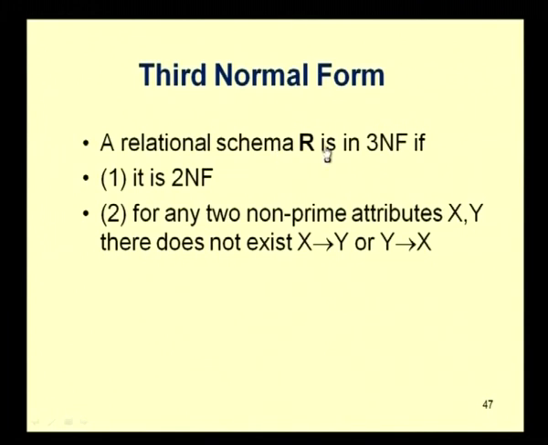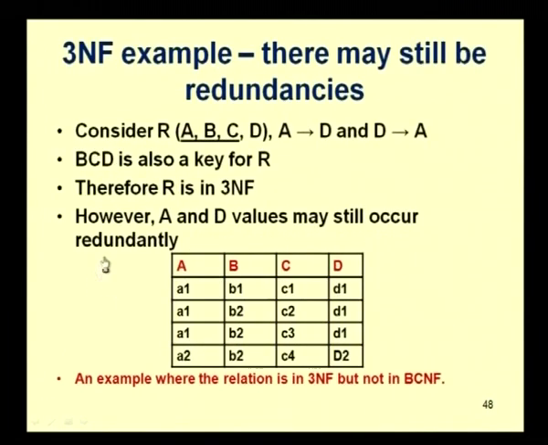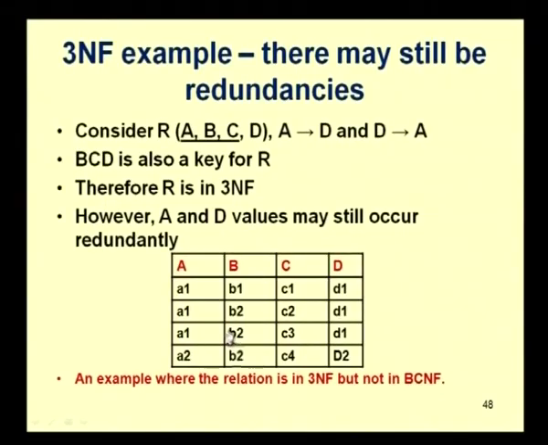A relation schema R is in 3NF if it is in 2NF, this we have already seen. This is just to make you understand 3NF and BCNF in a better way, because here we are also taking the tuples. Consider R(A, B, C, D) where A to D holds and D to A holds; B C D is also a key. Therefore, R is in 3NF. However, A and D may still occur redundantly, therefore, this is not in BCNF.